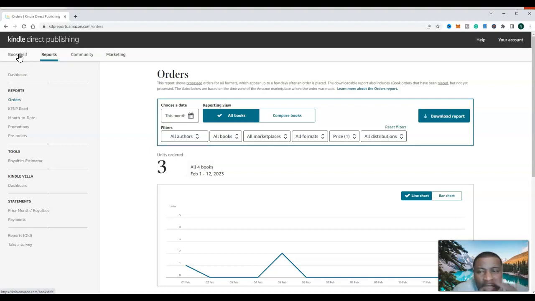Now I know a lot of stuff changed with 2023. Every time you think you figured out the algorithm on anything, they switch it up.